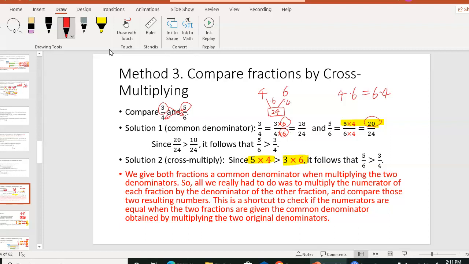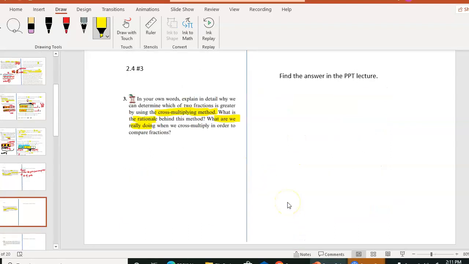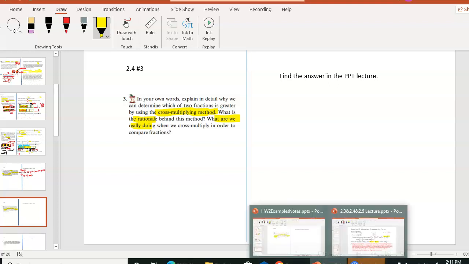Okay, so you can literally copy this paragraph. So to explain, you can use my paragraph there and the rationale. These two are sort of together. And what are we really doing? And I think it's also in that paragraph.